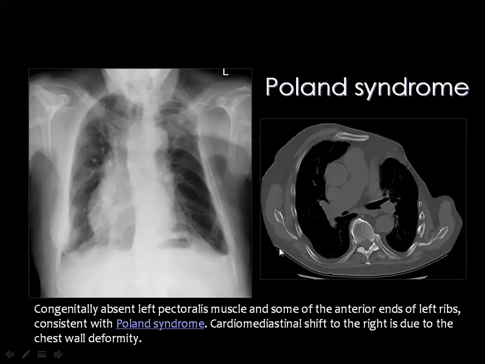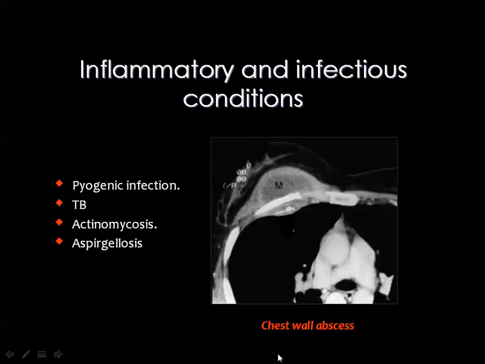Then here you can see the hypertranslucency on the left side. The CT scan showed absence of both pectoralis major and minor muscles. And you look also at the absent ribs, like these are the normal ribs, and the hypoplasia of the more posterior ribs.